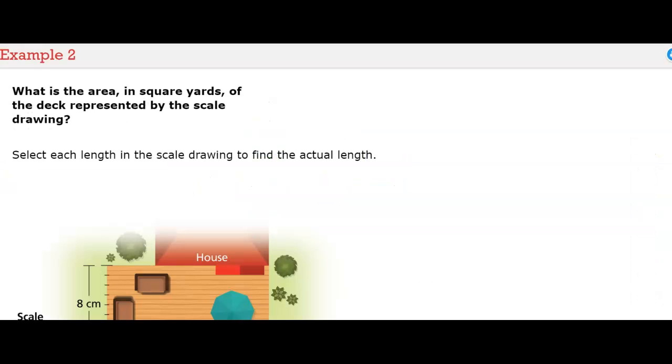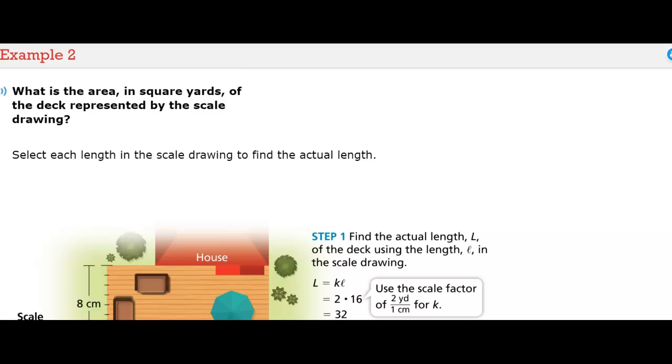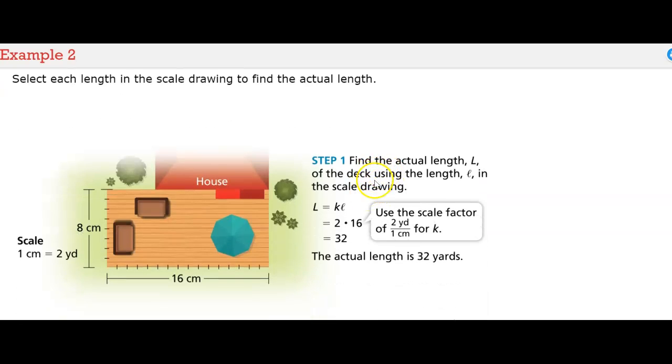What is the area in square yards of the deck represented by the scale drawing? Select each length in the scale drawing to find the actual length. So step 1, find the actual length of the deck, L, in the scale drawing. The scale is 1 centimeter is equal to 2 yards. So we have the scale factor of 2 yards over 1 centimeter, which is K.